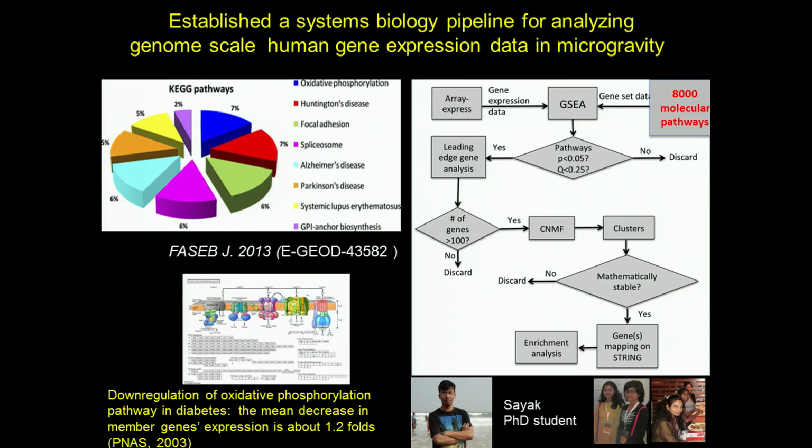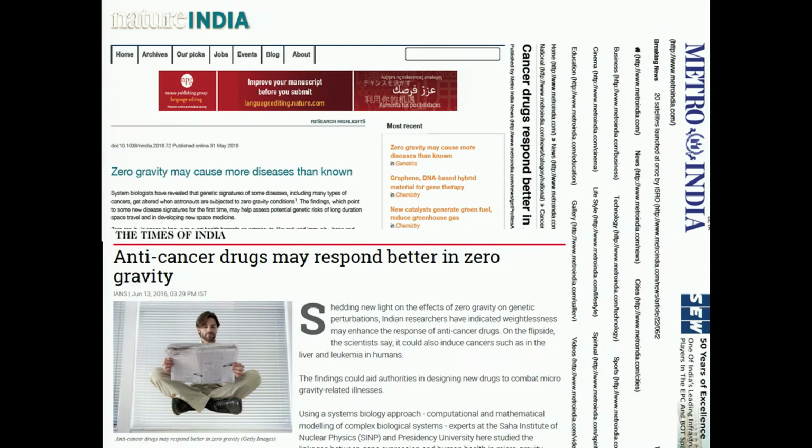So, my student actually developed a different systems biology pipeline using some machine learning algorithms and some statistics, and analyzed 8,000 molecular pathways based on all the space data available to NASA, and we got good results. I am not going into the results, but it is Sayek's work, and they got something in the newspaper.